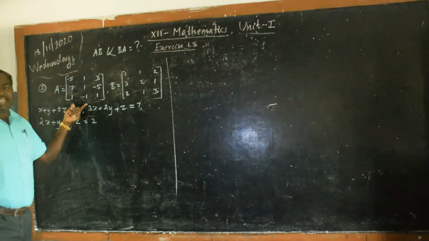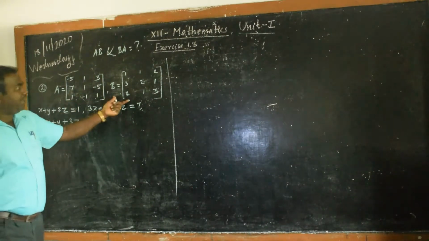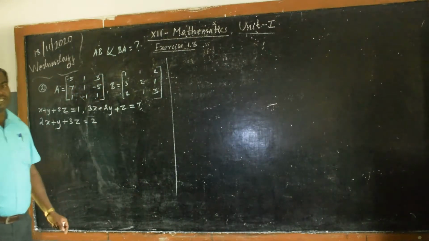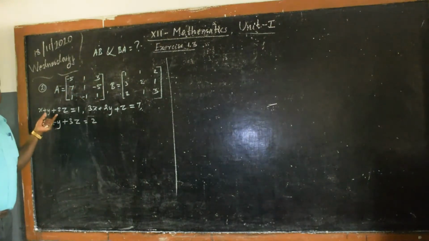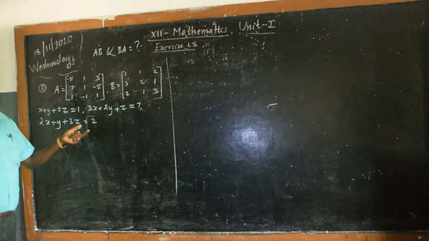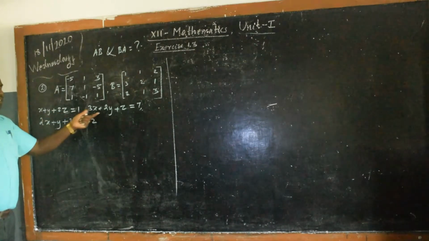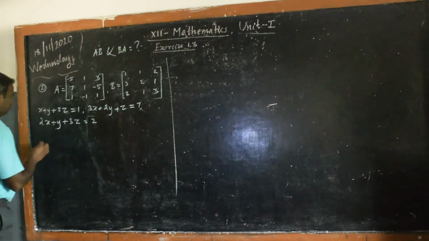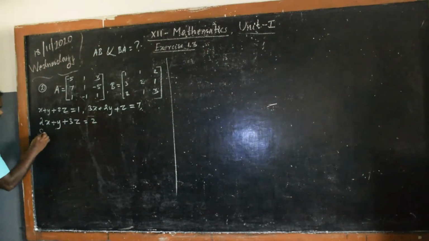If the matrix A is given and B is also given, find AB and BA. This is our first question. Second, solve the system of linear equations. These will be our solutions.